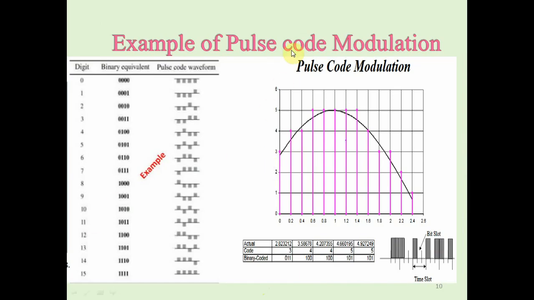This is an example of pulse code modulation. In pulse code modulation, the digit, binary equivalent and pulse code waveform are given here. The digit starts from 0 and goes up to 15, the binary equivalent is 0000 up to 1111, and its pulse code waveform is given as 0000 up to 1111.